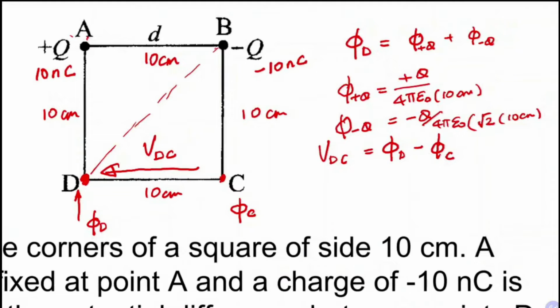Okay, and then the potential at D will be the sum of these two. And then you can do the same for C as well. For C, again, you have due to charge plus Q and due to charge minus Q. And then the potential difference VDC will be the difference between phi D and phi C.